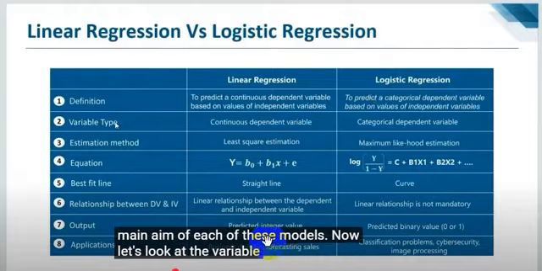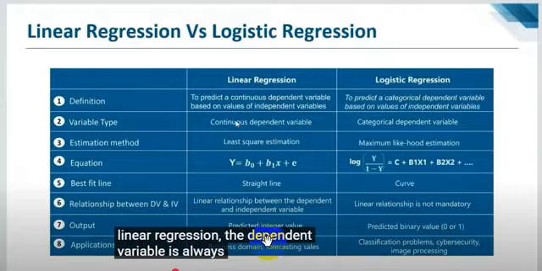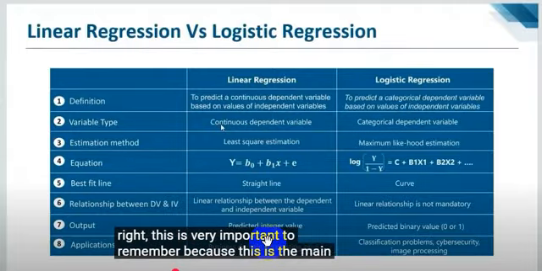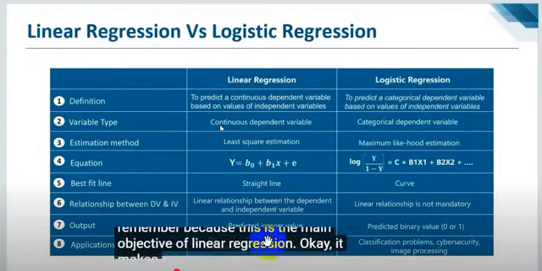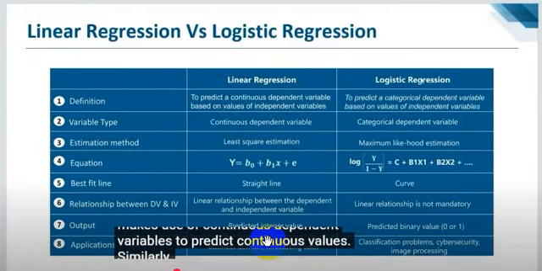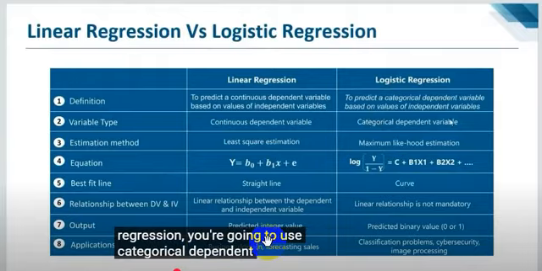Now let's look at the variable type. In linear regression, the dependent variable is always continuous. This is very important to remember because this is the main objective of linear regression. It makes use of continuous dependent variables to predict continuous values. Similarly, when it comes to logistic regression, you're going to use a categorical dependent variable to predict a categorical value.